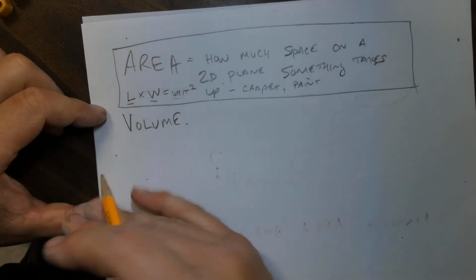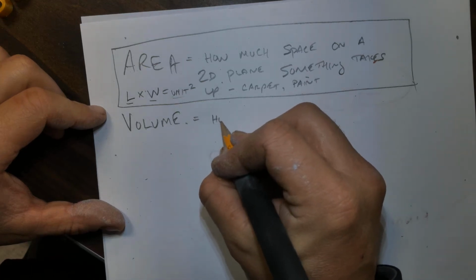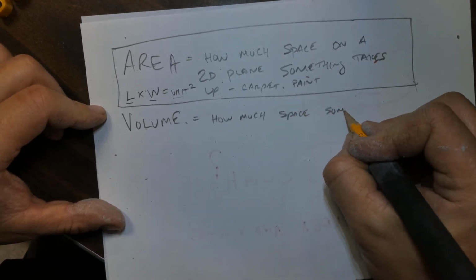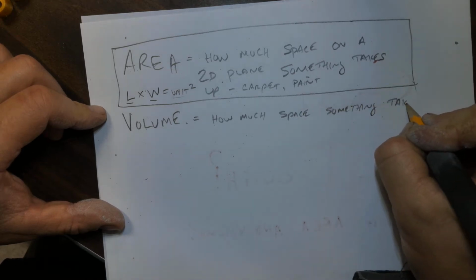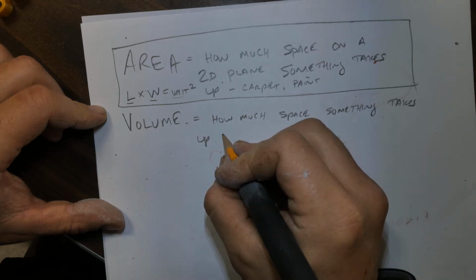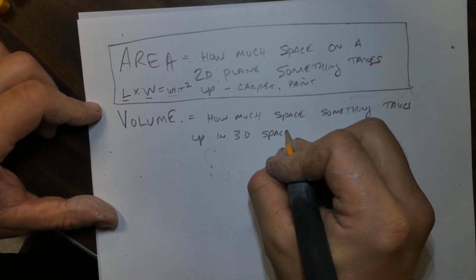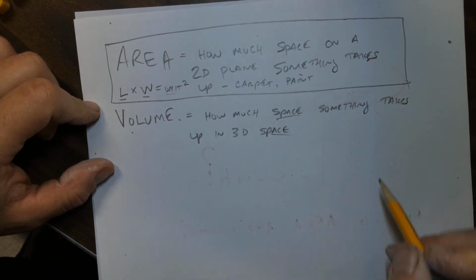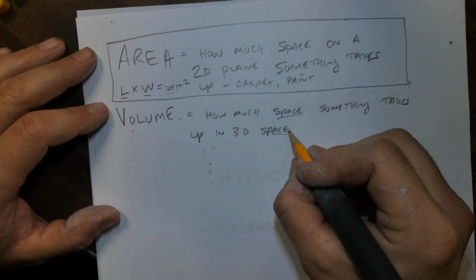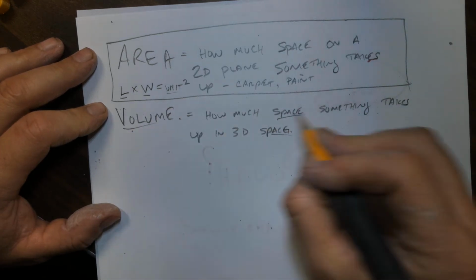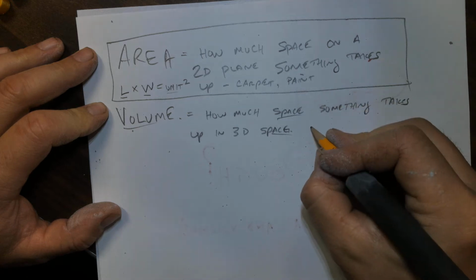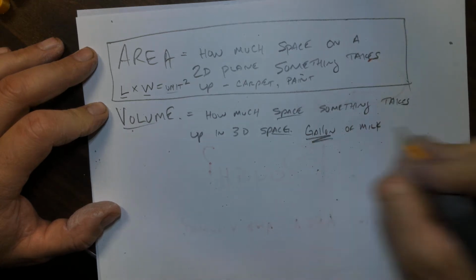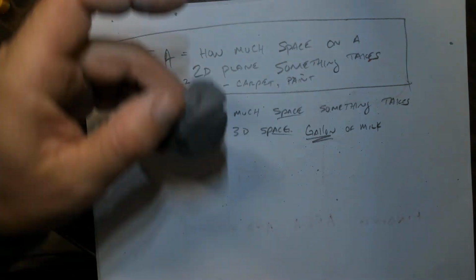Volume is how much space something takes up in 3D space. What's the difference between 3D space and 2D space? Well, 3D space, I'm going to just use space and space together. Wow, this is redundancy. Never use a word to define that word, right? Okay, well, volume is things like a gallon of milk. That gallon is how much volume that takes up.